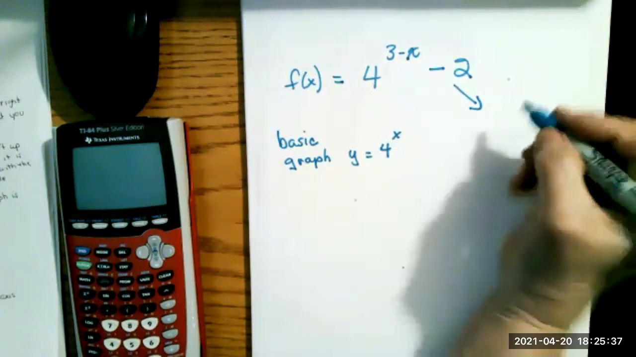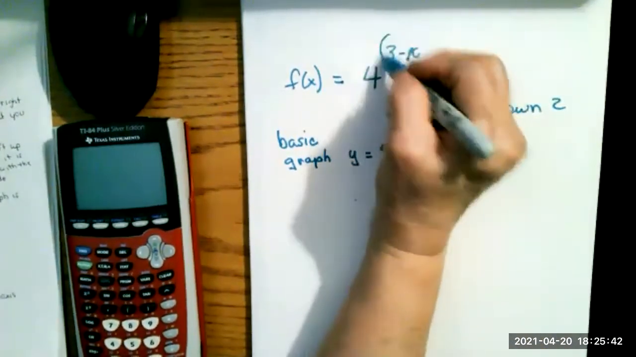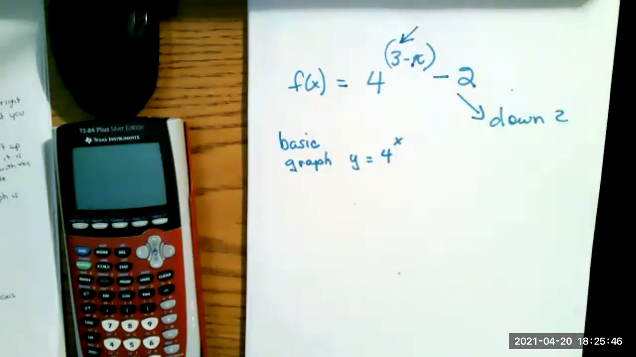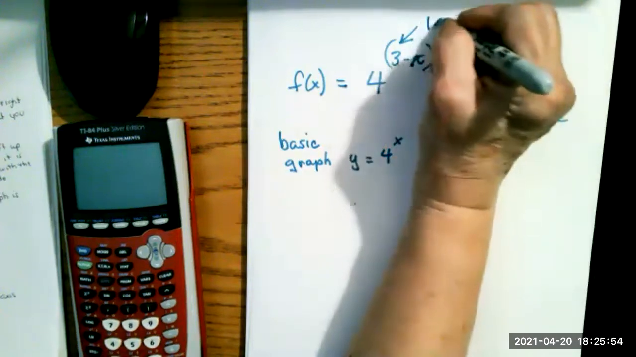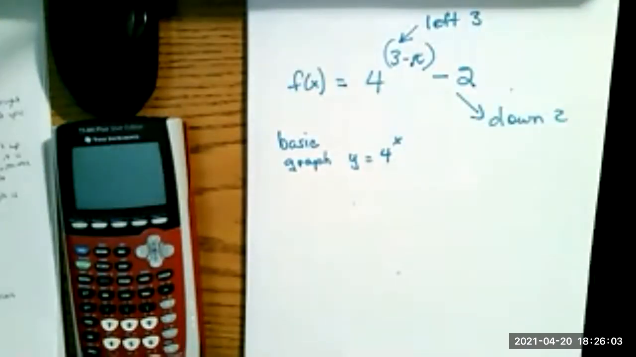Down 2. This one's down 2. Let's take care of this up here. What is this positive 3 going to do? Left 3. It's going to be left 3. That's correct. Because it's opposite of what you think, and it's a little group, so it's a left or right shift. In that case, it's left.